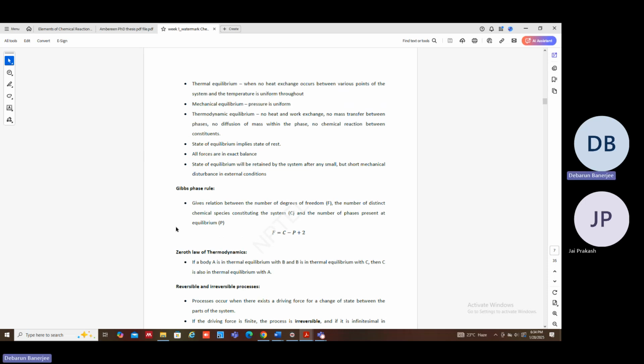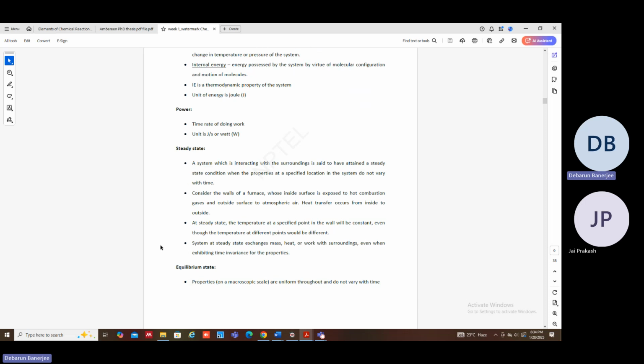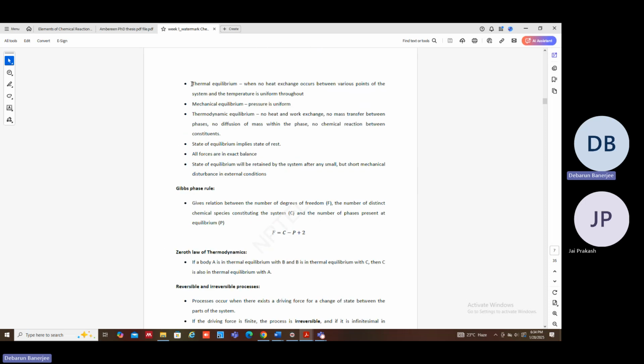This is also called an equilibrium state. The properties are uniform throughout when it's in equilibrium and do not vary with time. So there can be thermal equilibrium, mechanical equilibrium, thermodynamic equilibrium. In this case, all forces are in exact balance. The state of equilibrium will be retained by the system for any small, short mechanical disturbance in external conditions.